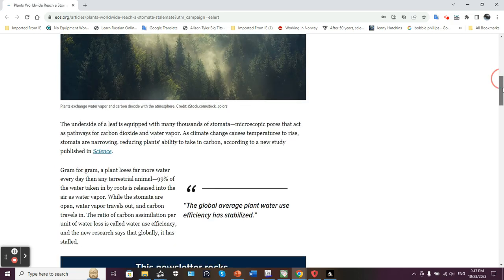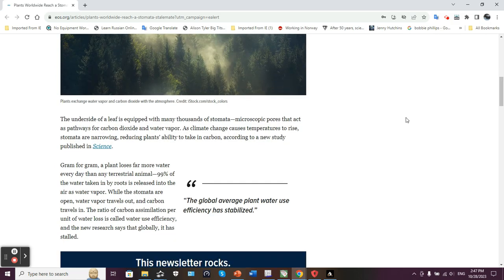Now, there's a couple of what's called guard cells that actually control whether or not the stoma opens or closes. So you have a couple of guard cells that tend to be bean shaped, but they open and close the opening. So as climate change causes temperatures to rise, stomata are narrowing, reducing the plant's ability to take in carbon, according to a new study published in Science.